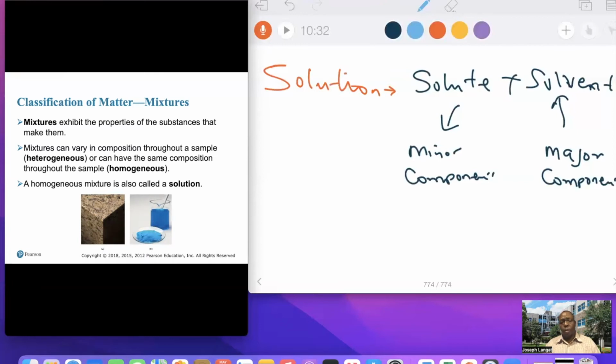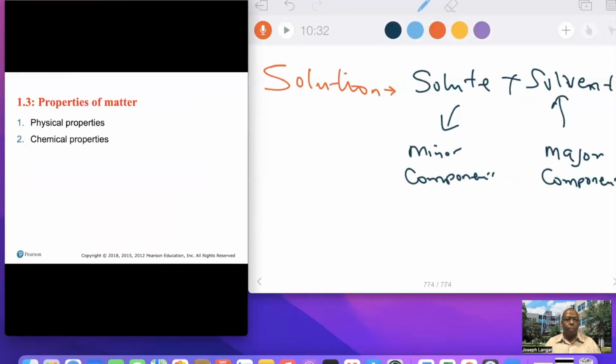Dissolving this, it's soluble, forming a uniform solution. We call this homogeneous. This one, in case you're wondering, looks like a granite countertop. It is heterogeneous. I see there are black spots and brown spots. It's not uniform. We call this a heterogeneous mixture.